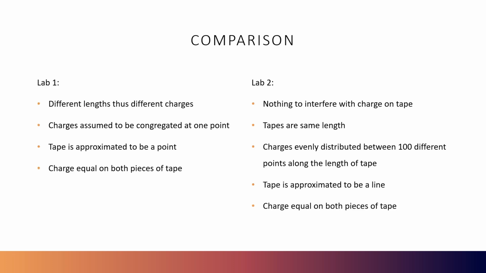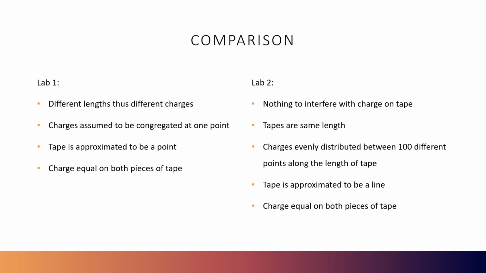Between the two labs, lab 1 had different lengths, that's different charges on each tape, but the charges were assumed to be congruent at 1 point, as well as the tape is assumed to be only 1 point, and the charge is supposedly equal on both pieces of tape.